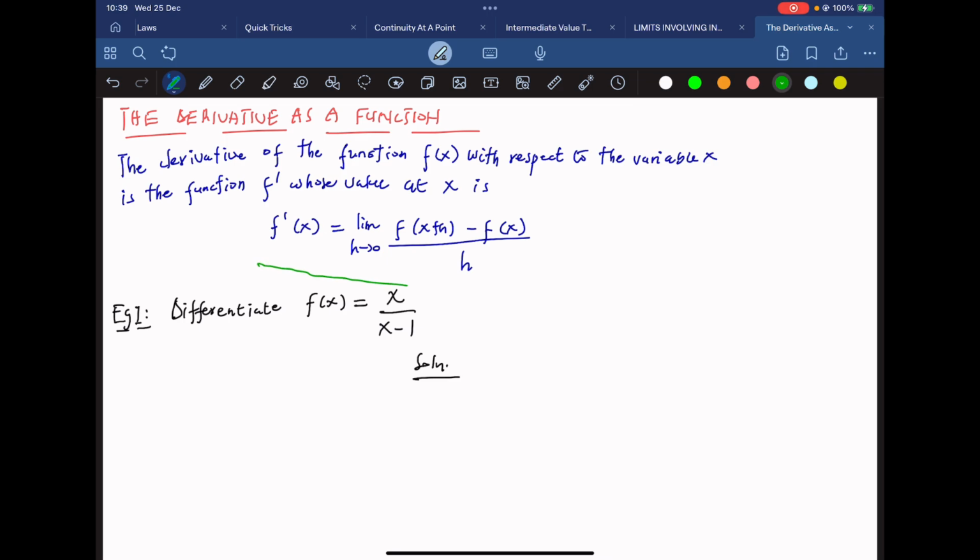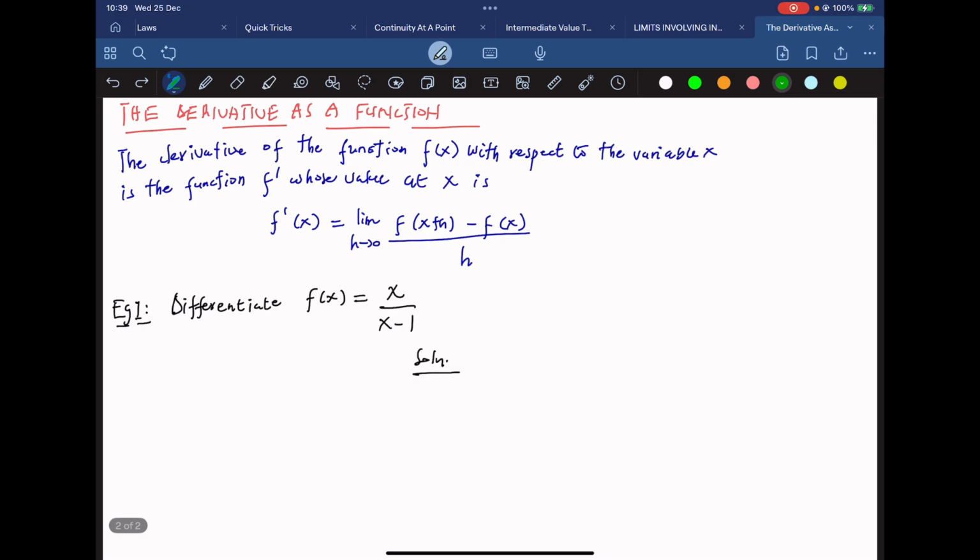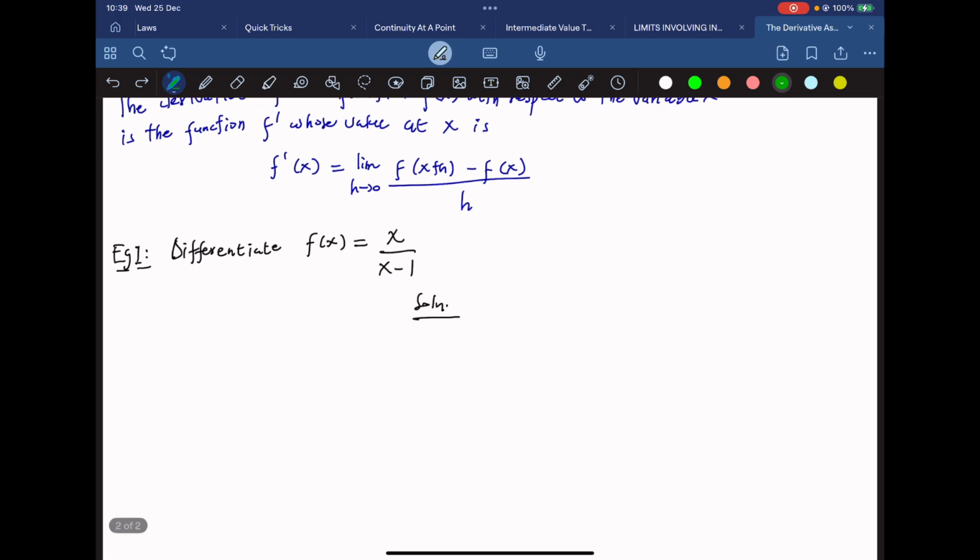Now, when we say derivative as a function, basically what we are trying to say is we have f prime of x equal to the limit as h approaches 0 of f of x plus h minus f of x, all divided by h. So instead of finding the derivative of a function using the other approaches that we know, sometimes you can be asked to use the derivative as a function. Now, how do we use it?